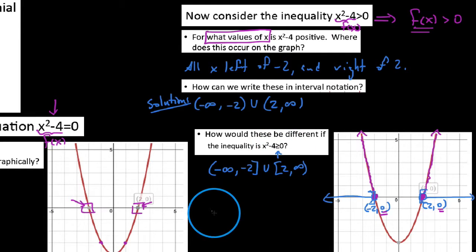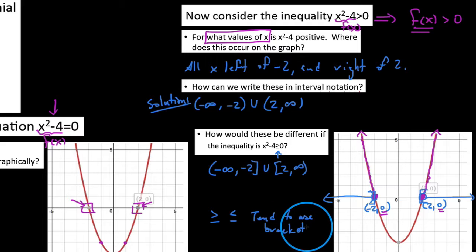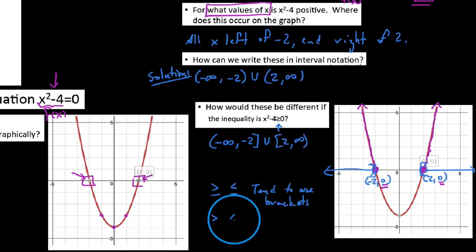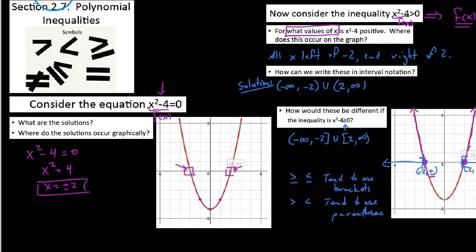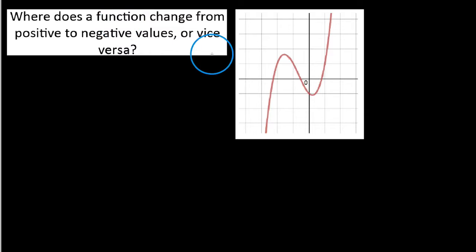we know our function's at a height of 0, but that still satisfies this because it's greater than or equal to. So when we see greater than or equal to or less than or equal to, we tend to use brackets on that endpoint. But if we have greater than or less than, we tend to use parentheses. So what I want to recognize is that we're basically just looking for the x values that cause our function to be either greater than 0, greater than or equal to 0, less than 0, or less than or equal to 0.